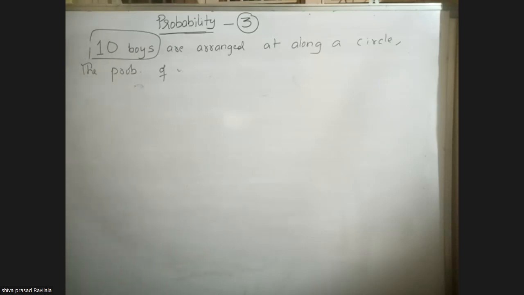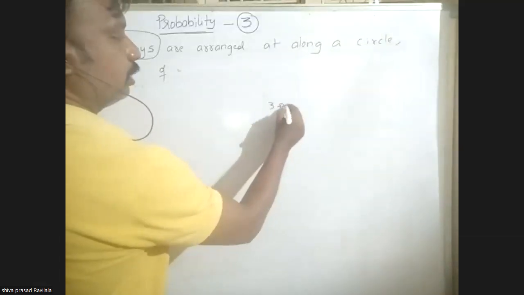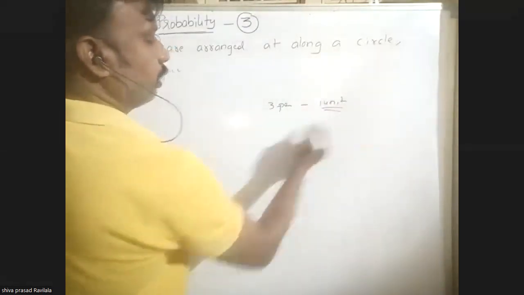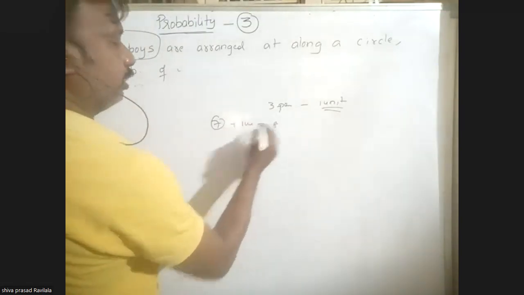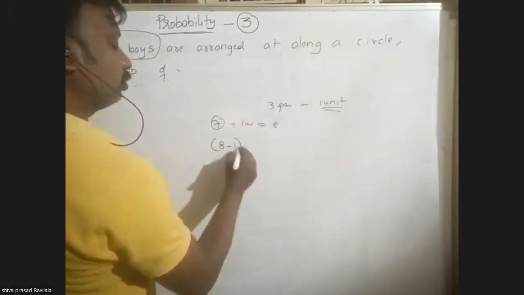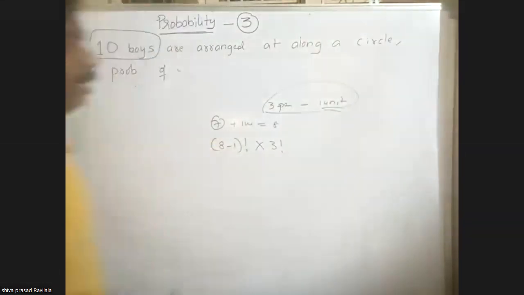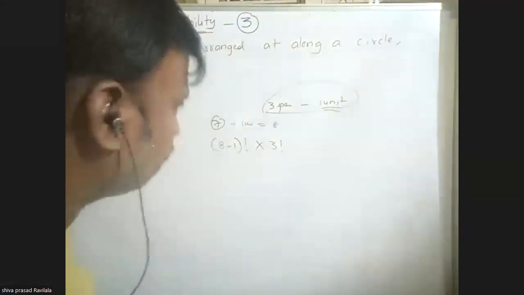For example, they may say that 1 is equal to 3 persons. You consider those 3 persons as 1 unit. 1 unit, remaining 7. 7 plus 1 unit is equal to 8. These 8 can be arranged in a round circle in 8 minus 1 factorial, and these 3 can be arranged in 3 factorial ways. Come together.